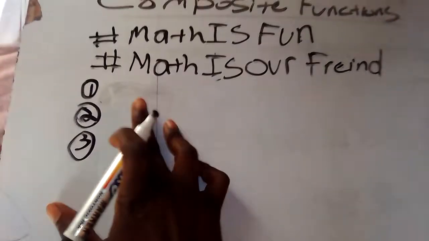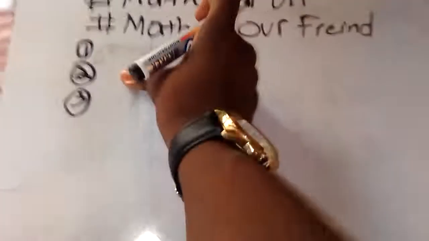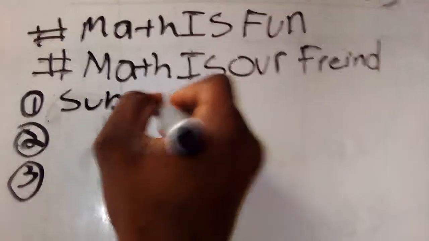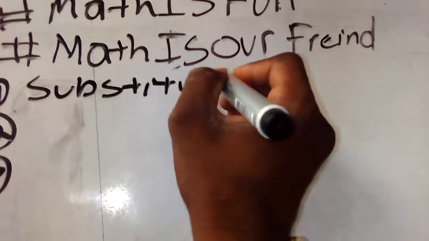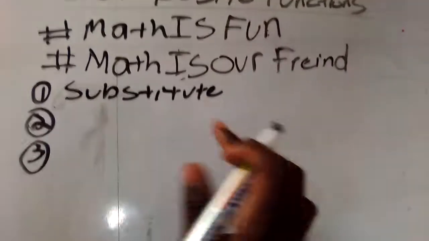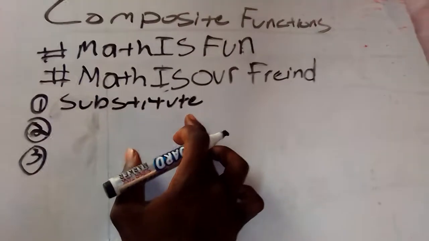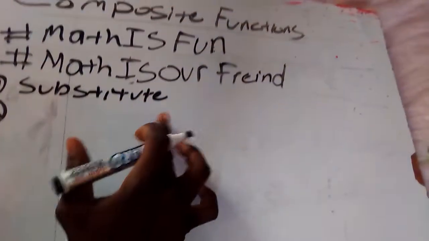Alright, so there are three things to do when we do composite functions. The first thing you do is substitute. I don't know if that's spelled right, but yeah, substitute. So substitute is the first thing you do. And when you substitute, you put the function that is closer to the x into the other function.